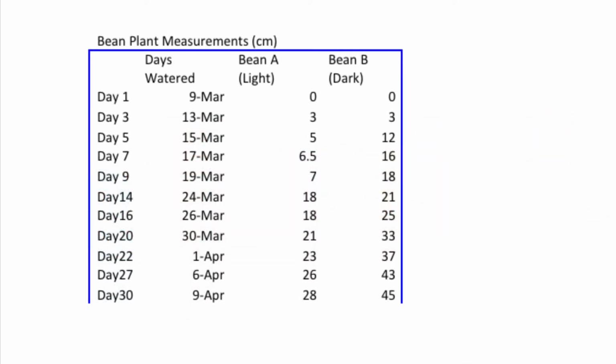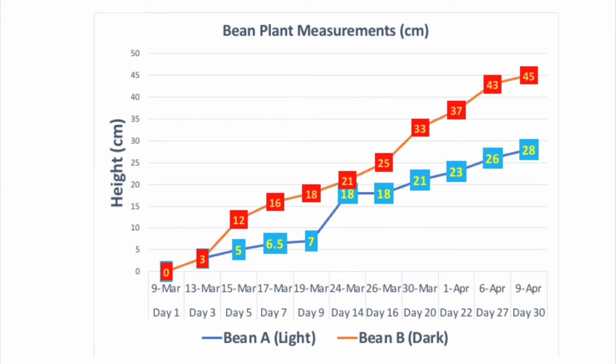Bean plant A in the light started at 0 centimeters and grew up to 28 centimeters tall after 30 days. Bean plant B in the dark started at 0 centimeters and grew up to 45 centimeters tall after 30 days. Both beans in the light and the dark grew steadily from day 0 to day 9.